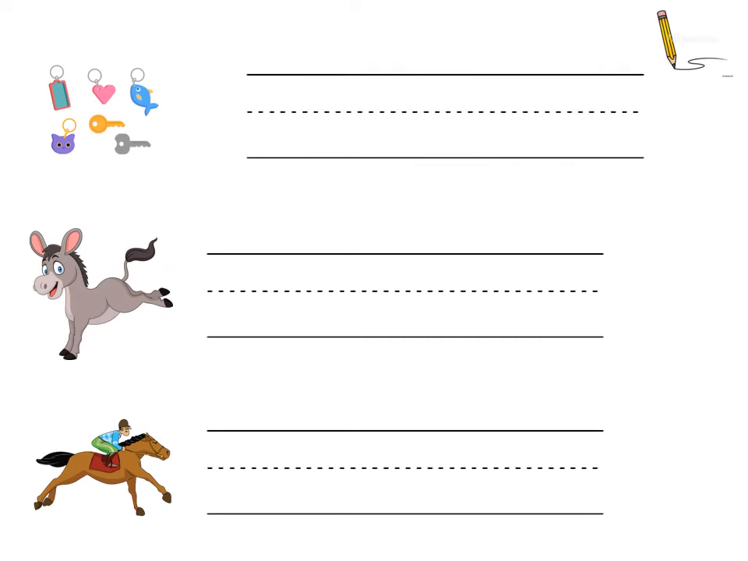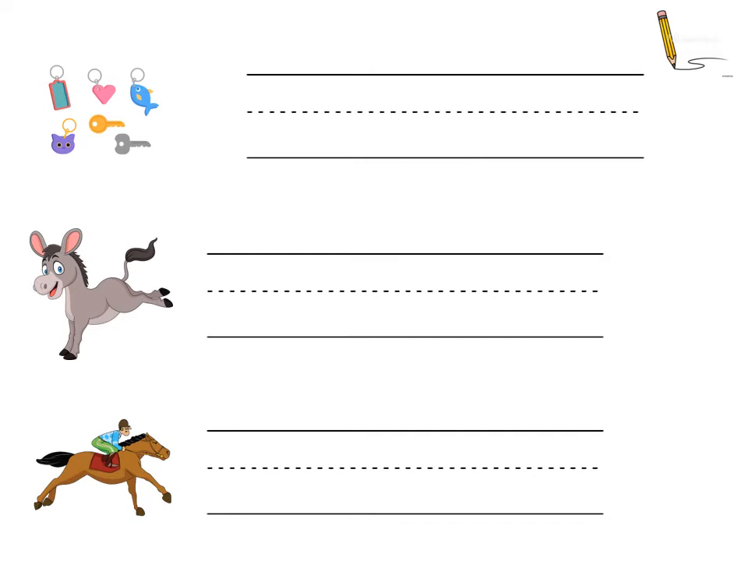Let's practice spelling some E words. Remember, this digraph is usually found at the end of a word. What is that in the first picture? They are key rings. There is more than one key ring. So we need to write the plural of key ring, which is key rings with an S on the end.